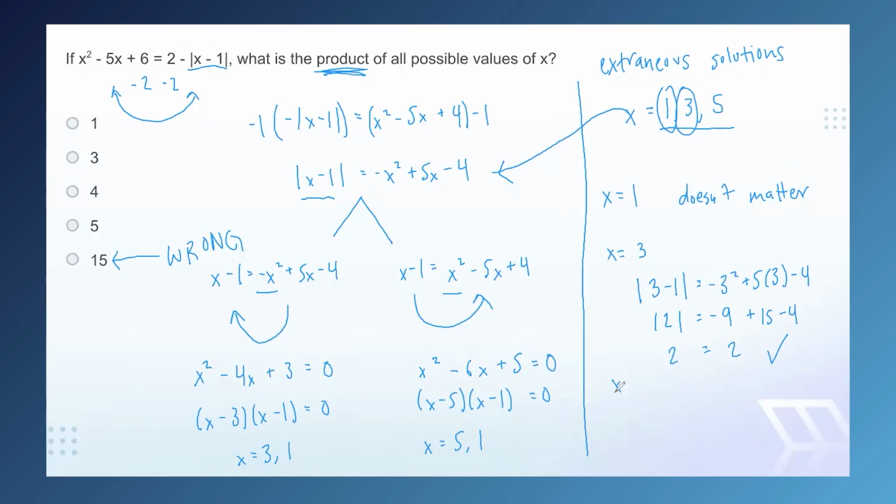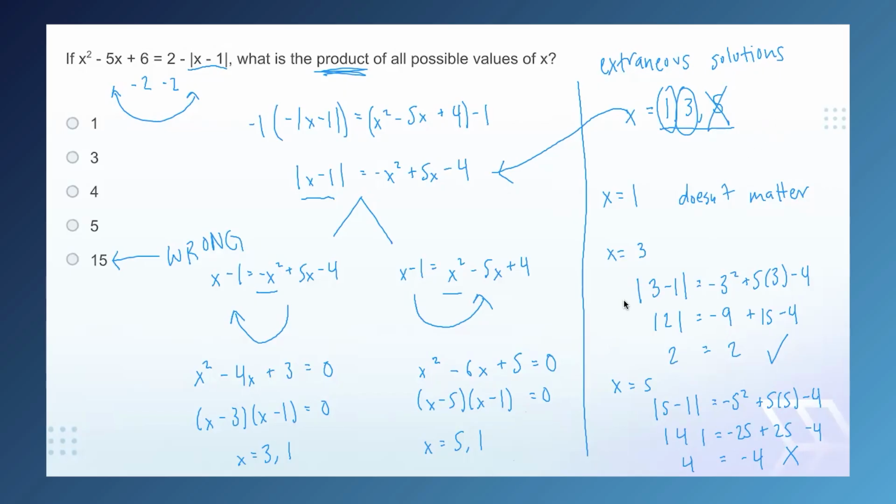Next, we'll check 5. So the absolute value of 5 minus 1 equals negative 5 squared plus 5 times 5 minus 4. So then we have the absolute value of 4 equals negative 25 plus 25 minus 4, which gives us 4 equals negative 4. Uh-oh, that is not true, which means that 5 is in fact an extraneous solution and not a possible value of x.